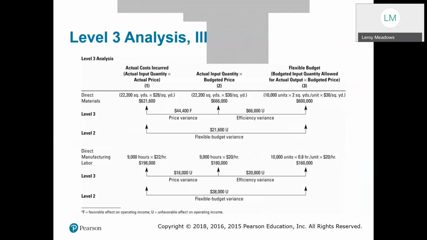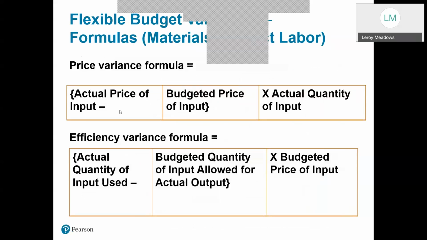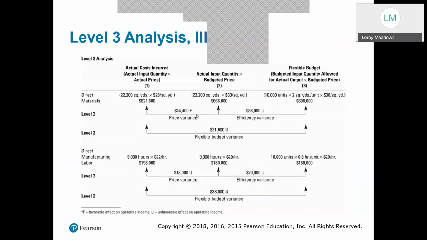Now let's take a look at the actual input quantity times the budget price. So I'm going to take my actual quantity I actually used and multiply that by my budgeted price that we find in the flexible budget here. And that gives me $666,000. Now, the difference between this and my actual cost incurred is going to be my price variance. The difference between my actual input quantity times budgeted price and my flexible budget is going to be my efficiency variance. And we can actually compute that using those same formulas here. If we use those same formulas, we're actually going to get the exact same amounts here.